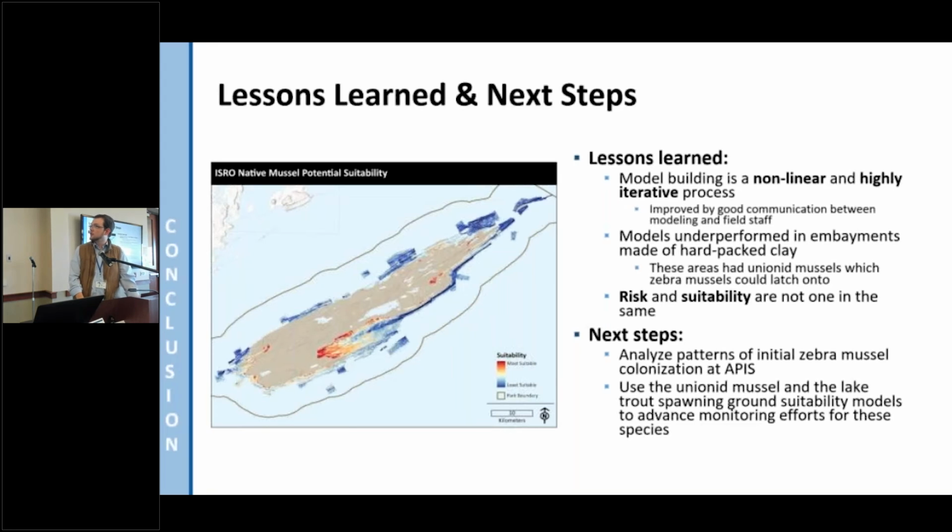One area where our models did underperform in terms of predicting suitable substrate for zebra mussels was in embayments, where the typical substrate was a hard-packed clay overlain by a thin layer of silt or mud. If you look at the bathymetry data, just visually, it looks like it should be a somewhat harder substrate, but that was not the case. So one of the things we're going to do moving forward is try to figure out a way to better tune our models to not pick up on those kinds of embayments as suitable zebra mussel substrate.